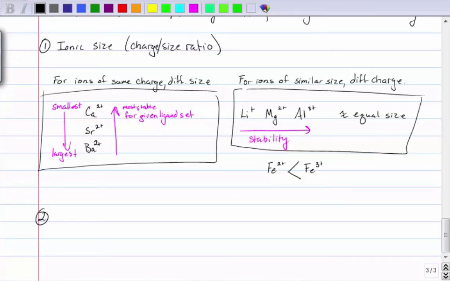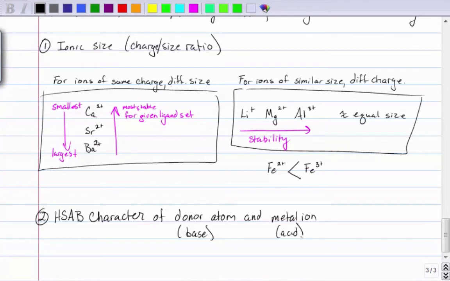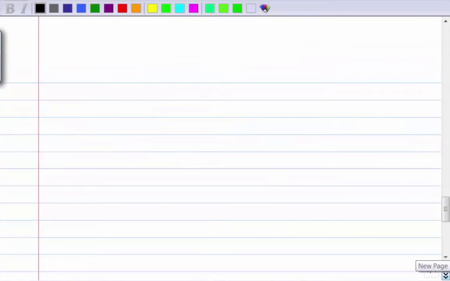The second thing you need to consider is related, but it's a little bit different, hard-soft acid-base character of the donor atom or the ligand. Remember, that's your base, and the metal ion or the acid. So based on hard, soft, acid, base character alone, you can predict whether different types of ligand sets will prefer to bind to a given metal ion. And we talked a little bit about that a few weeks ago.